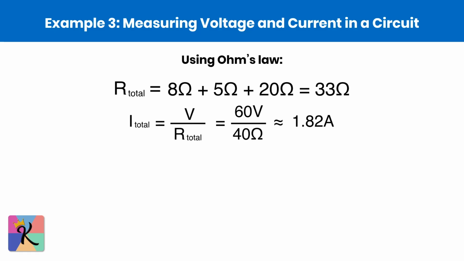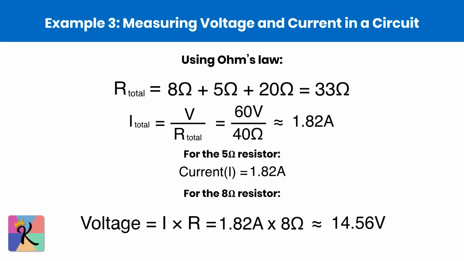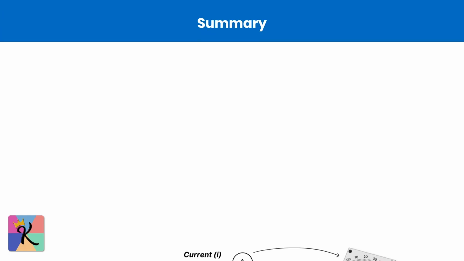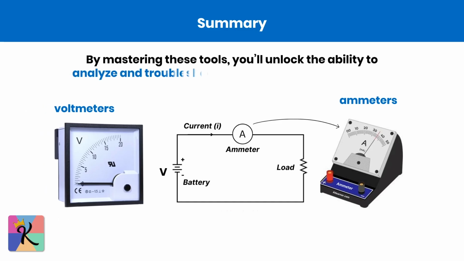The total current is 60 volts divided by 33 ohms, which is approximately 1.82 amperes. For the 5 ohm resistor, the current is 1.82 amperes. For the 8 ohm resistor, the voltage is 1.82 amperes times 8 ohms, which is approximately 14.56 volts. And that's how we measure voltage and current in circuits using ammeters and voltmeters. By mastering these tools, you'll unlock the ability to analyze and troubleshoot electrical systems effectively.